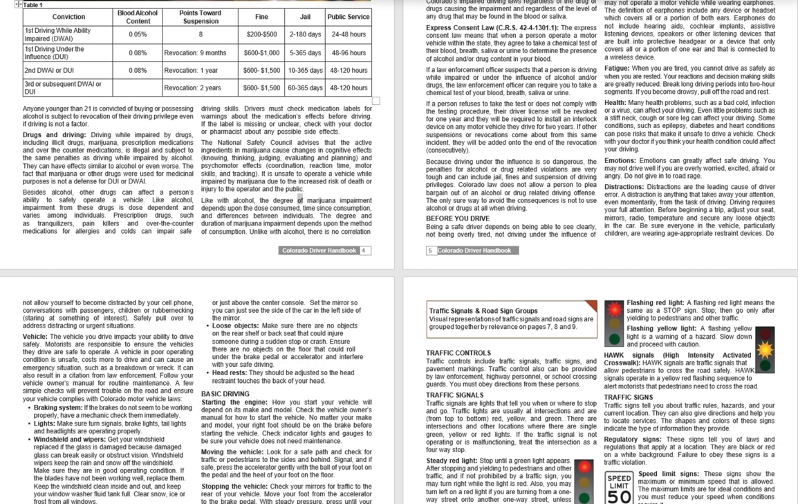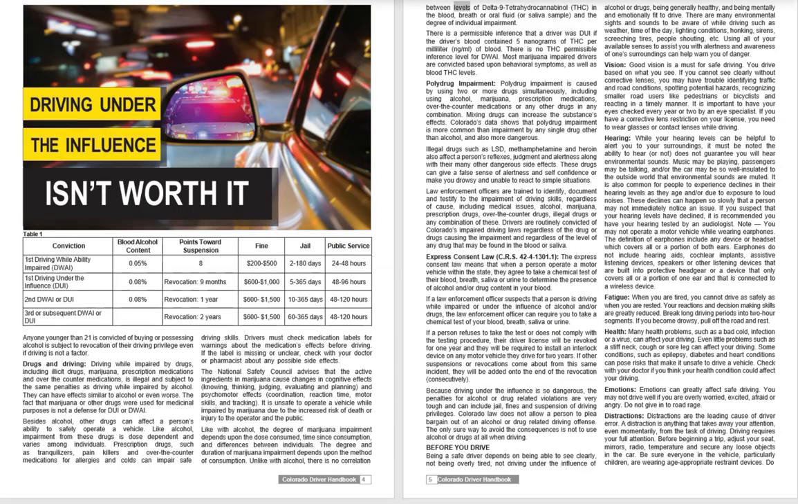Like with alcohol, the degree of marijuana impairment depends upon the dose consumed, time since consumption, and differences between individuals. The degree and duration of marijuana impairment depends upon the method of consumption. Unlike with alcohol, there is no correlation between levels of delta-9 tetrahydrocannabinol, THC, in the blood, breath, or oral fluid (saliva) sample, and the degree of individual impairment. There is a permissible inference that a driver was DUI if the driver's blood contained 5 nanograms of THC per milliliter, ng/mL, of blood. There is no THC permissible inference level for DWAI.